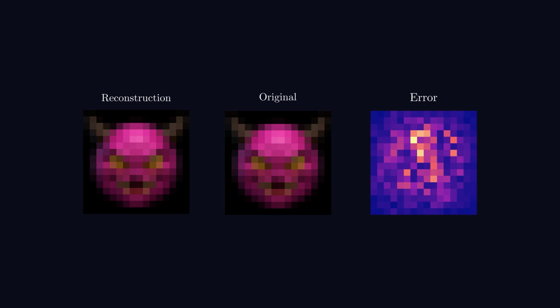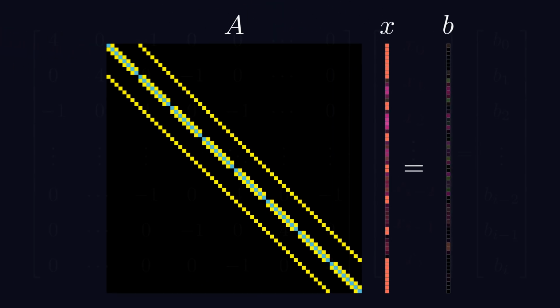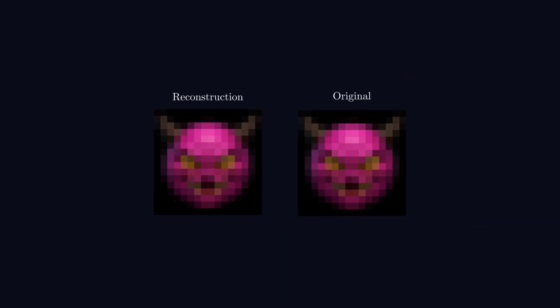Why? Because there's actually many possible x that satisfy A times x equals b, but most aren't close to the original image. But if you introduce Dirichlet boundary conditions, or fix pixel values around the edge, the solution for x is much closer to the original image.